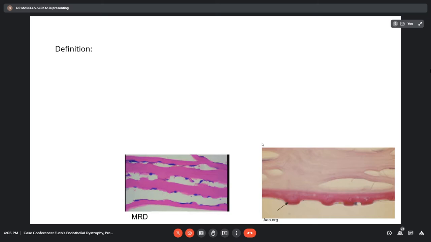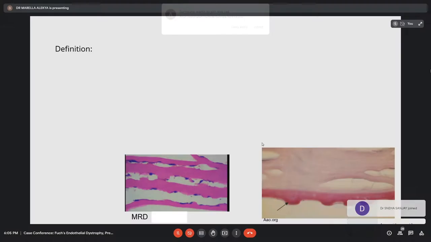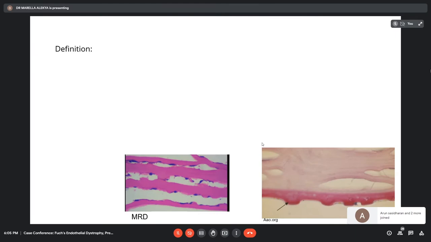Presence of decreased endothelial cells and the pumping action affected, the endothelial cells try to accommodate between themselves, causing polymegathism and eventually leading to guttae formation. Okay, sort of right. Go ahead with the presentation.